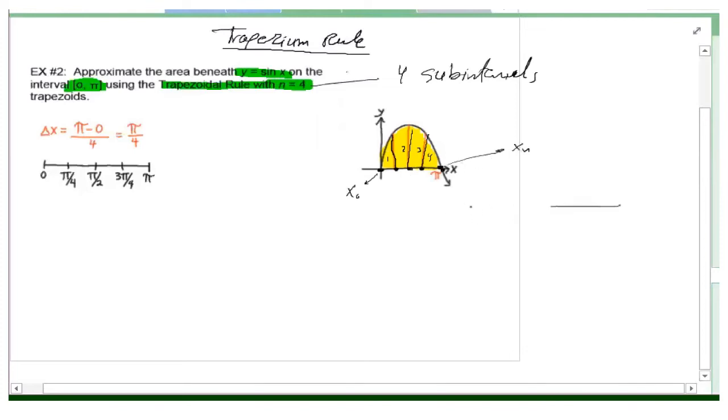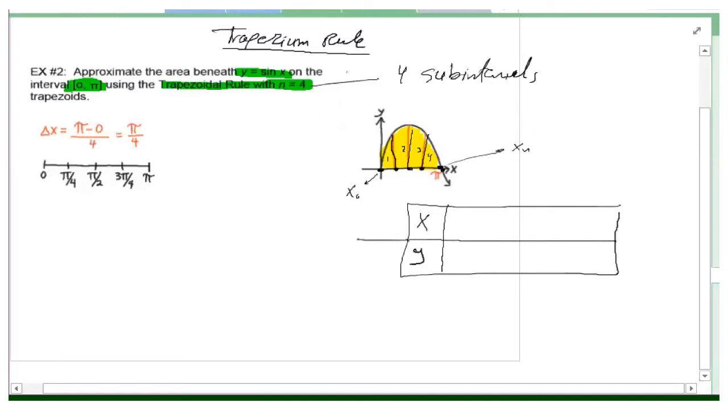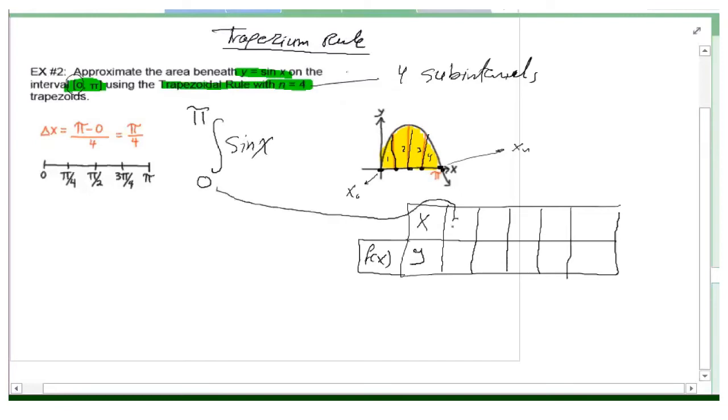Okay, so I can make a small table, writing the value of x on top and below it y, which is actually f of x after replacing the value of x in the function. And I have 5 values: 1, 2, 3, 4, and 5. The first value is the first interval, and I can write this integration as the integral from 0 to pi of sine x. So 0 is the first value and pi is the last value.